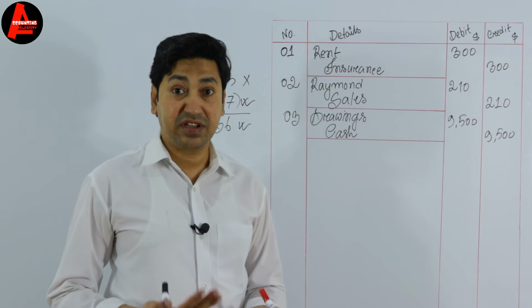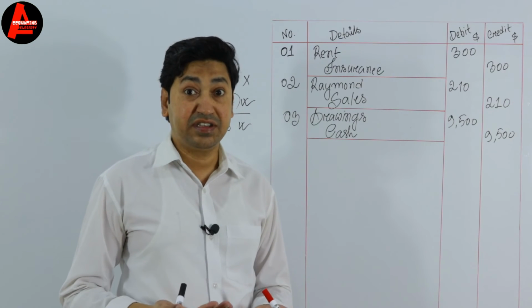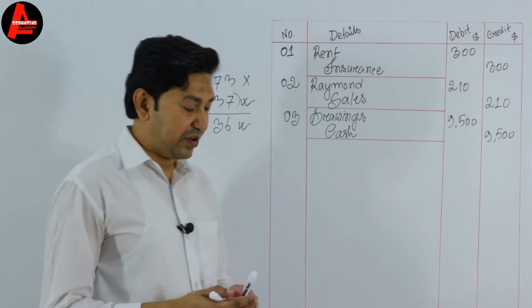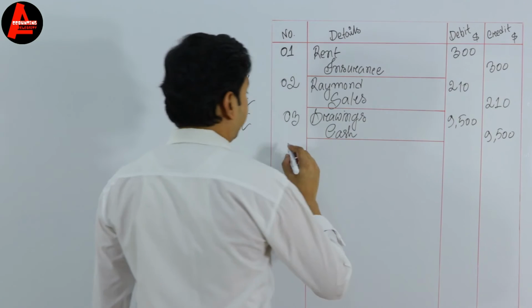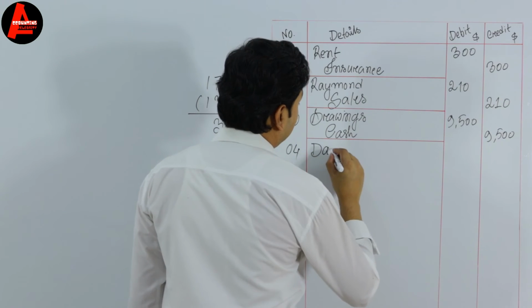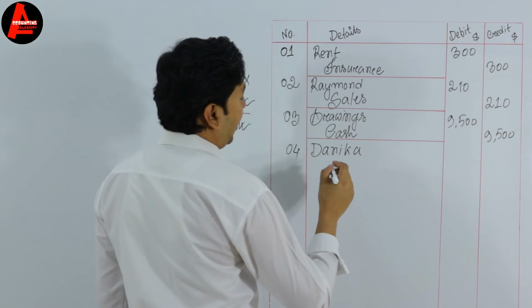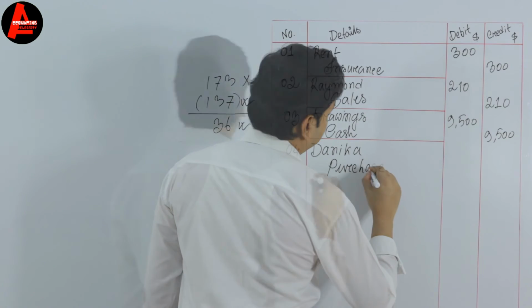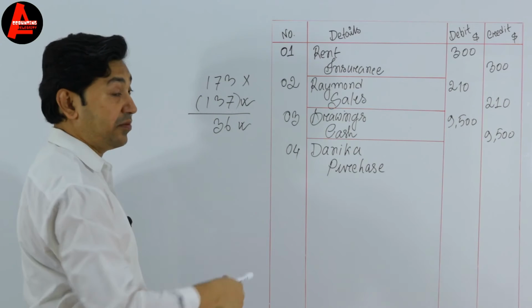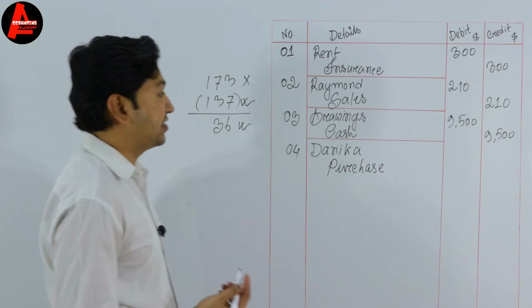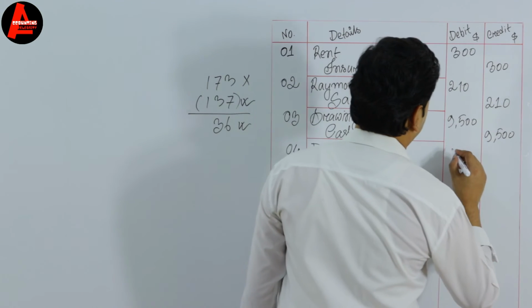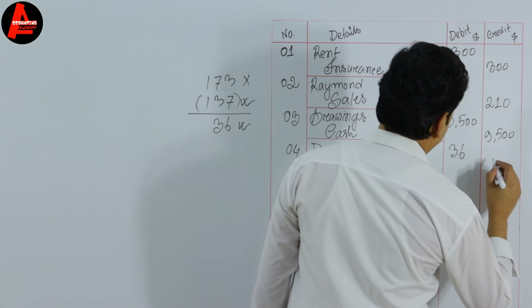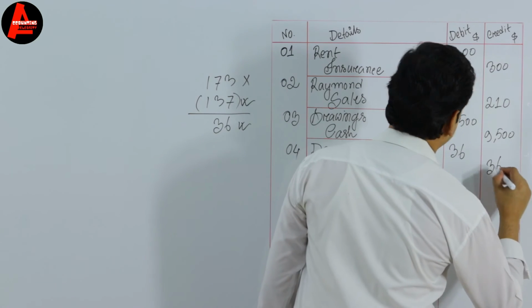Okay, so now what is the debit account? So the debit account is here Danika, right? So let us write here number 4, Danika account to be debited and purchase account to be credited. We will not write this amount, even 137, we will write 36. Okay, so let us write here on the debit column 36 and on the credit column 36.